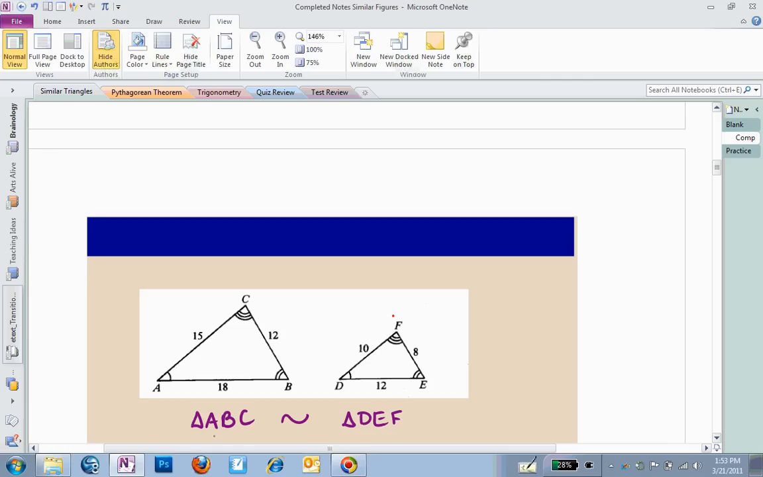In addition, side AB is corresponding to side DE. They're not congruent, but they're corresponding. That means they line up together. Side BC corresponds with side EF, and side AC corresponds to side DF.